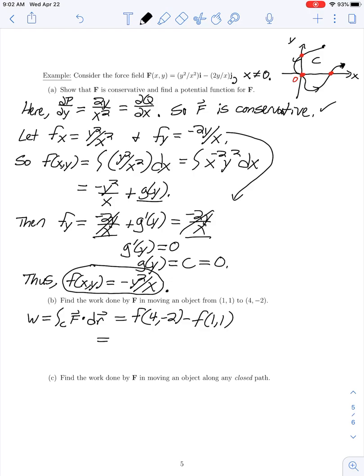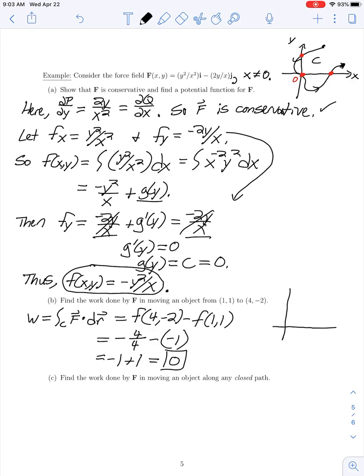So let's see what we have here. Plugging in 4, negative 2 to our potential function that we found in part A, we have negative 4 over 4, or negative 1, minus the value of f at 1, 1, which would be negative 1. So we have here negative 1 plus 1, or 0, for the work done by this vector field in moving our object along that curve.